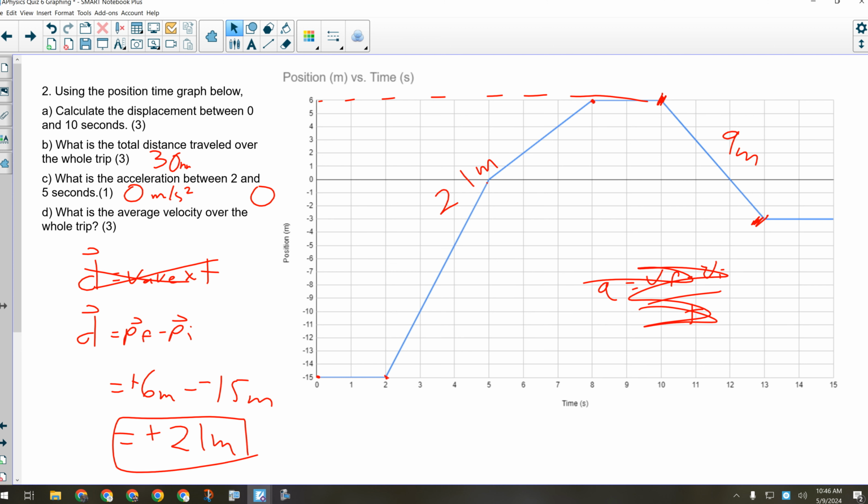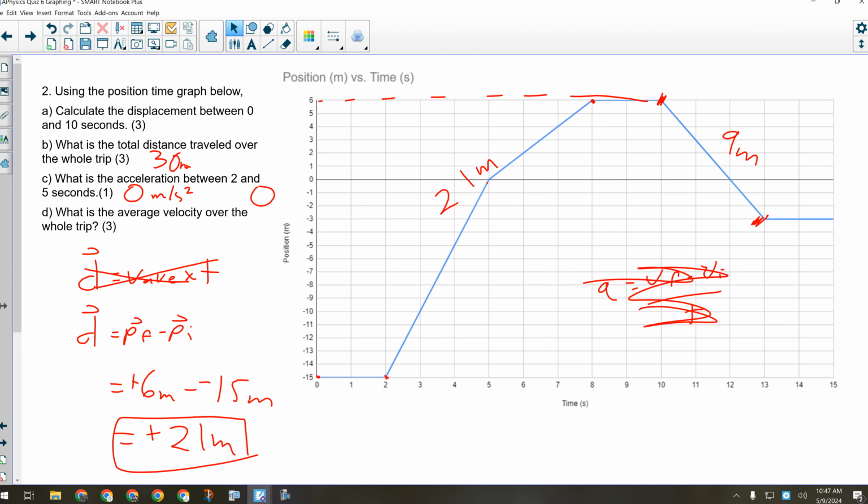It's all right if you put units on it, because then I get this warm feeling inside that says you remember that units are important and everything should have units. But technically, on a value of 0, you don't have to. All right, D, what is the average velocity over the whole trip?